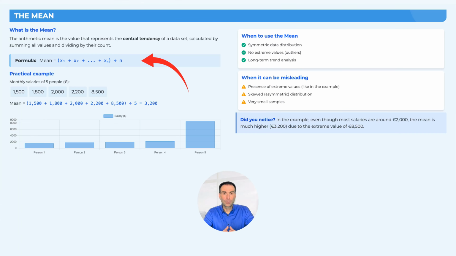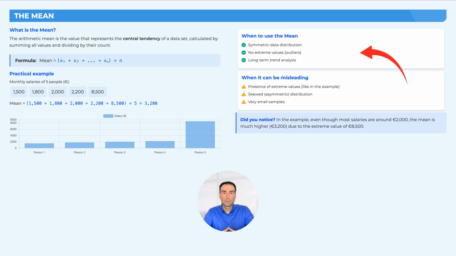Let's start with the arithmetic mean. It represents the central value of a data set. You calculate it by adding all the values and dividing by the total number of values. For example, take 5 salaries: 1,500, 1,800, 2,000, 2,200, and 8,500 euros. The total is 16,000. Divide that by 5 and you get 3,200 euros.